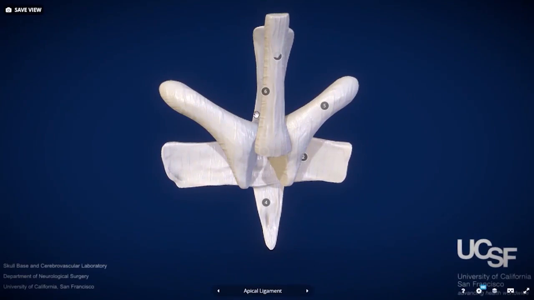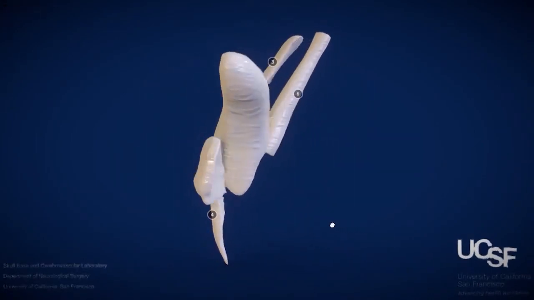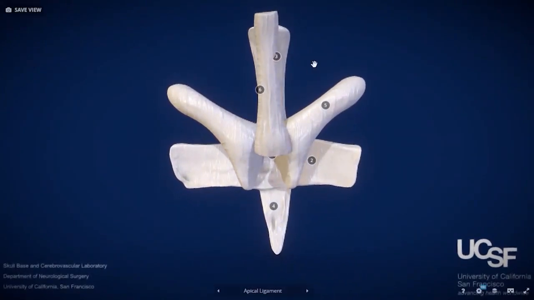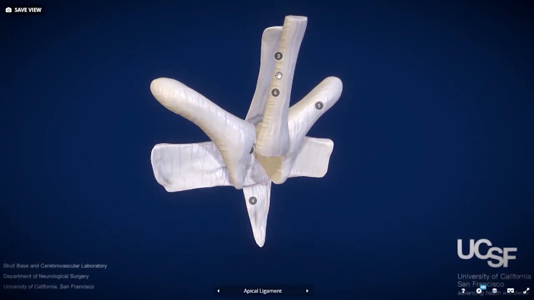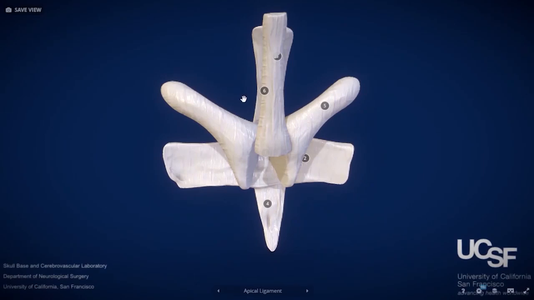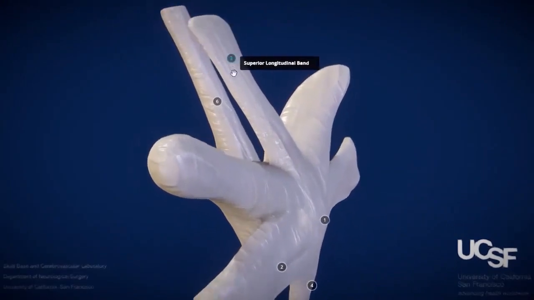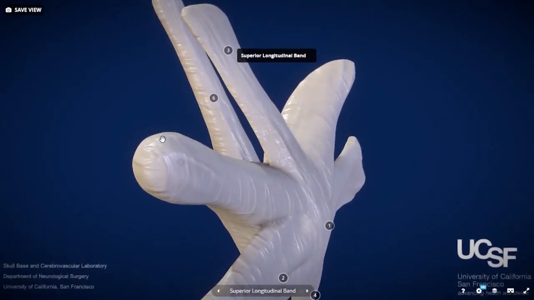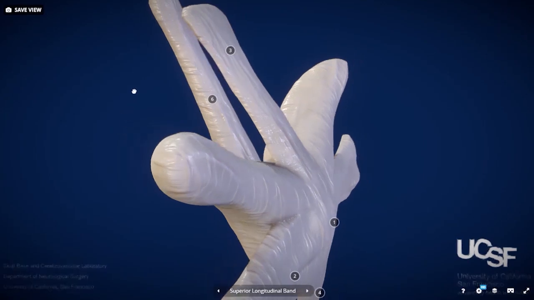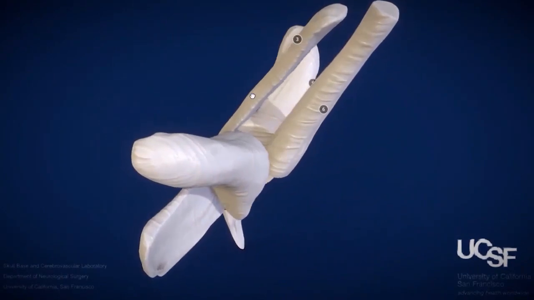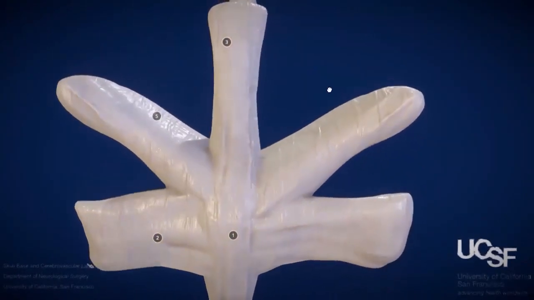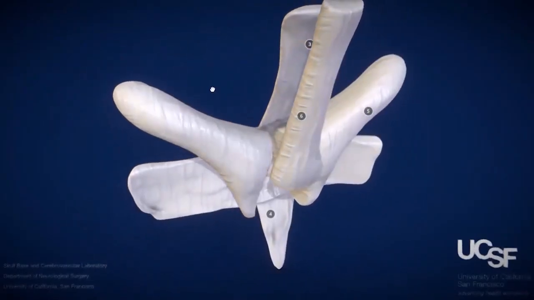In this area, where the apical ligament, the superior longitudinal band and the atlanto-occipital membrane lie, we can find a structure called the apical cave, which is an area covered by neurovascular structures such as venous plexus, recurrent meningeal branches of C2 and C1, and the apical odontoid arterial arcade.